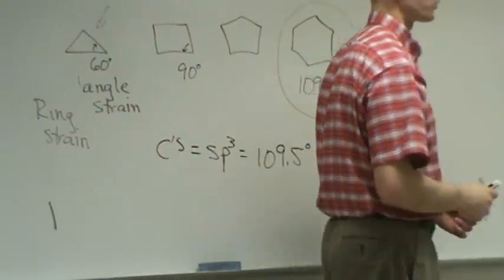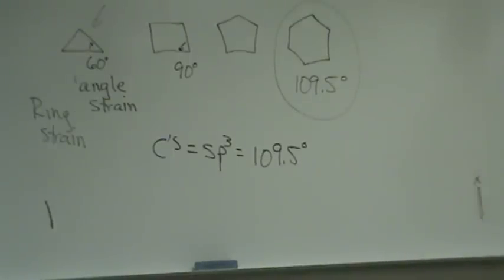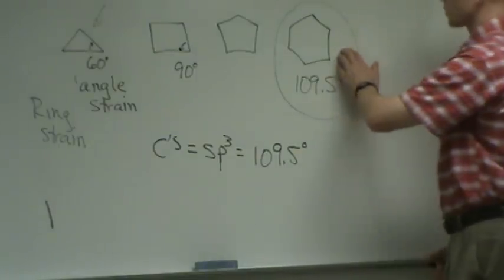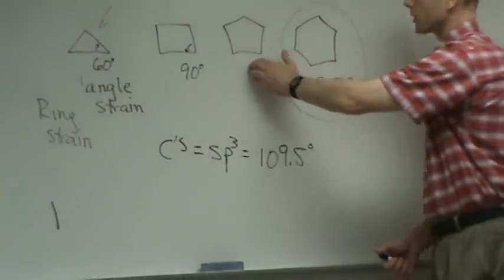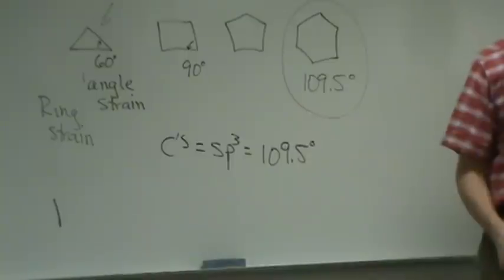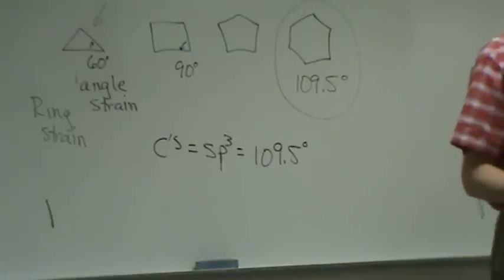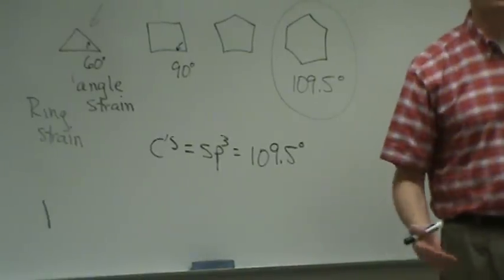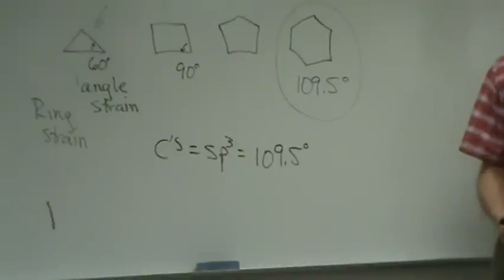The bond angles of cyclohexane turn out to be 109.5. So you predict cyclohexane to be the most stable out of these rings. Cyclopentane's pretty stable too. It's very, very close to 109.5. But the absolutely most strain-free is cyclohexane.